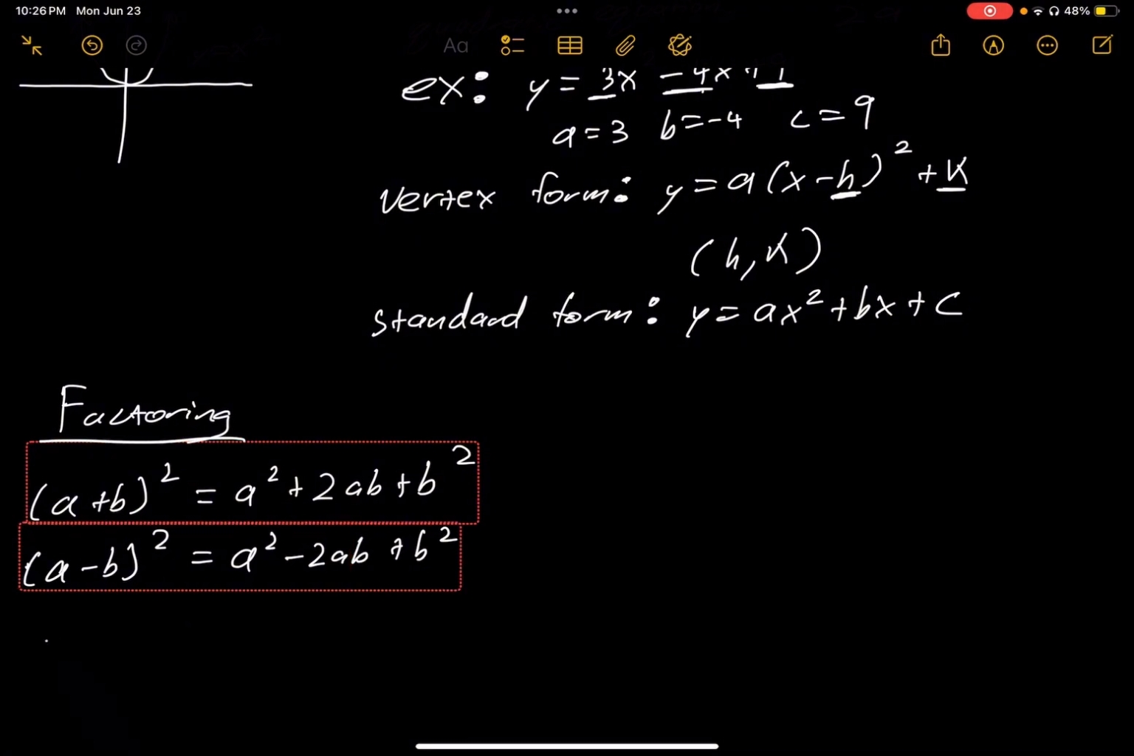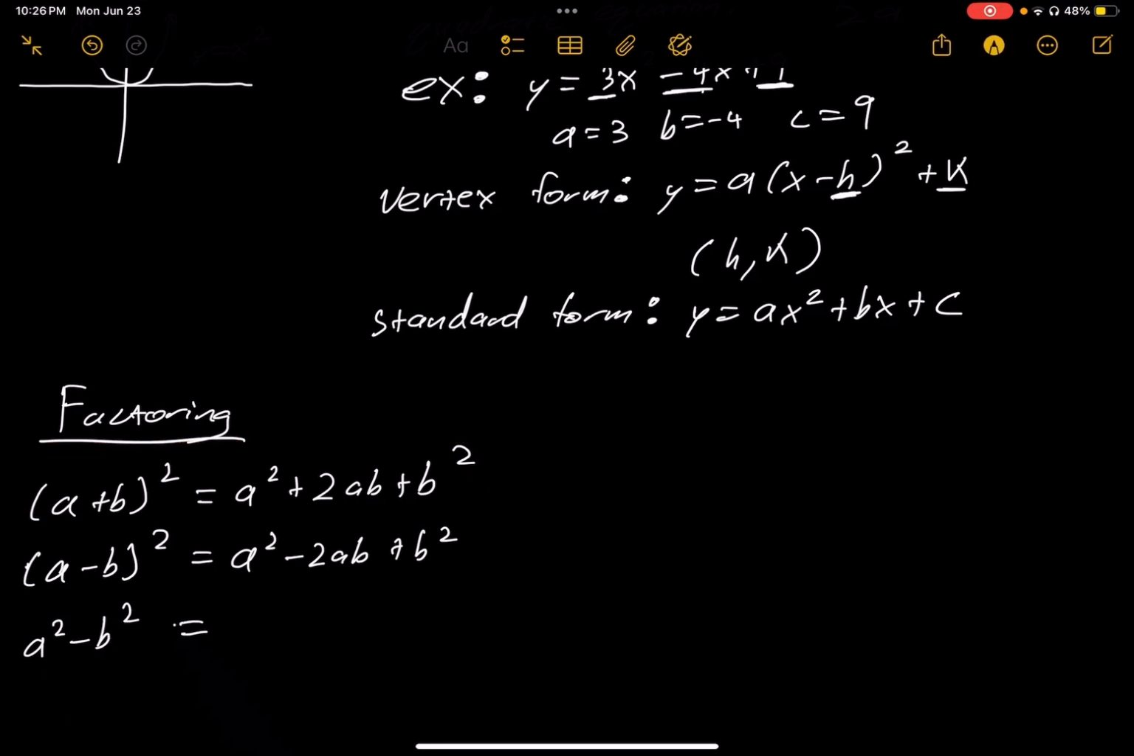And then lastly, we have the difference of squares, which is a squared minus b squared. And this is kind of reverse engineering it. Since you already don't have it in this form, you're going to put it in factored form, which is a plus b, a minus b. Very important to know this. I'm going to put an asterisk here.